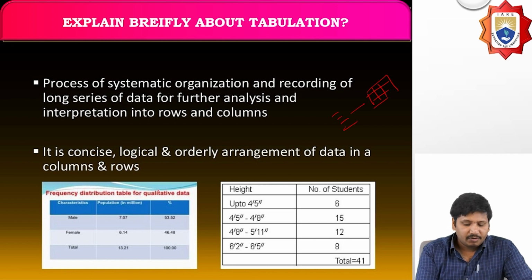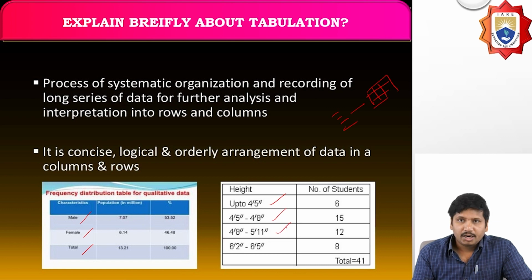Suppose I have the frequency distribution of the qualitative data of the characteristics, male and female, and the population variance represented in the form of a table. It looks somewhat better and is easier to understand than reading the text. Similarly, the height of the students in between 4.25 to 4.8, in between 4.8 to 5.11 and so on. So how many students are there? If I represent this in the form of a table, that gives better understanding. If it is in the form of text, it is somewhat clumsy to understand what the data exactly is.